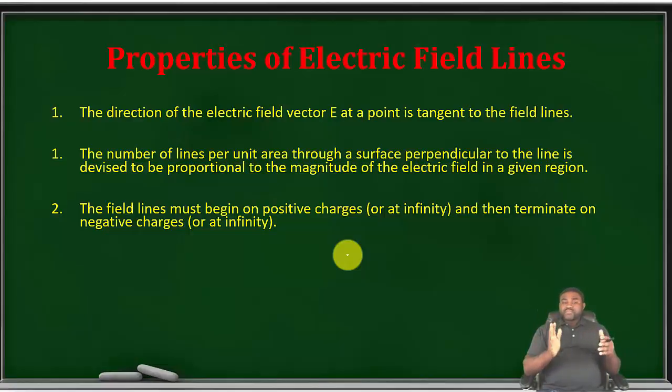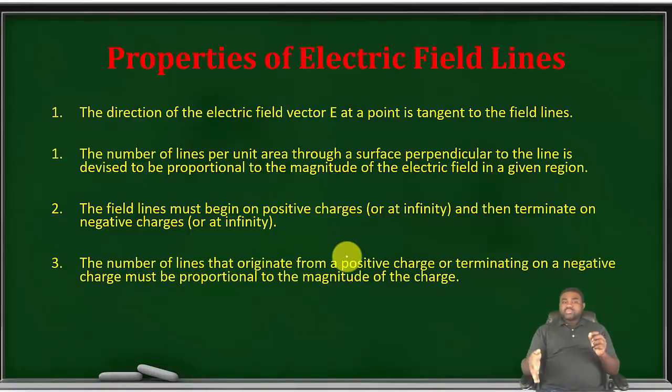Now, thirdly, electric field lines begin on a positive charge and terminate either at infinity or on a negative charge. Let me say that again. Field lines begin on a positive charge or infinity and terminate on a negative charge or infinity. Lastly, the number of lines that originate from a positive charge or terminate on a negative charge is proportional to the magnitude of the charge. Let me say that again. The number of lines that leave or terminate on a given charged particle is proportional to the size of that particular charge, meaning that the bigger the charge, the greater the number of lines that either terminate on that charge if it's negative, or emanate from that charge if it is positive.